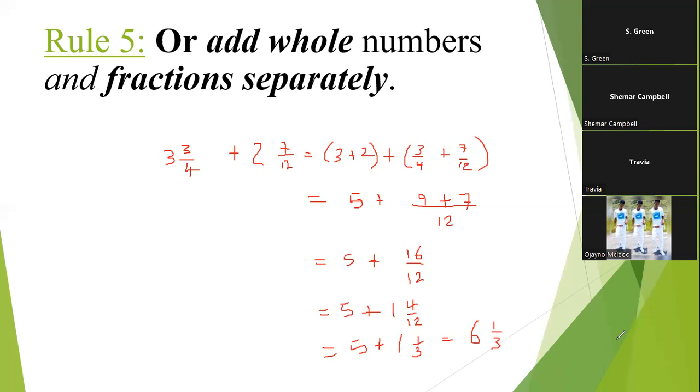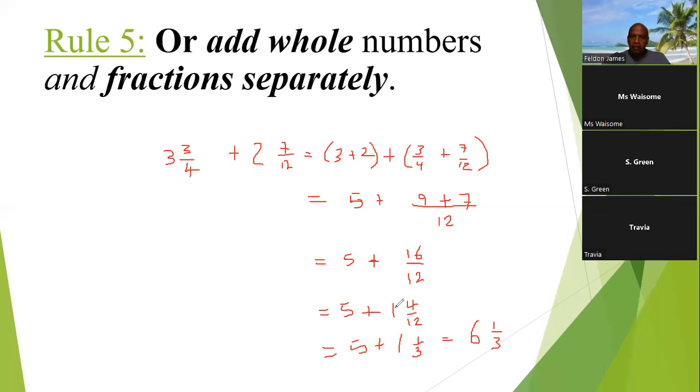Sir, where you have the 5 plus 1 and 4/12, where does that one come from? Where I have 5 plus 1 and 4/12, it comes from 16/12. So this is an improper fraction, so you convert it to a mixed number. How many times can 12 come out of 16? You get one, with 4 remaining. So you put back the 4 over the 12 as the fractional part. Now the 4 over 12 can be simplified to 1/3 if you cancel it down. You see that? Yes, sir, I got it now. Right. So now you add the whole number parts and you get 6 and 1/3.